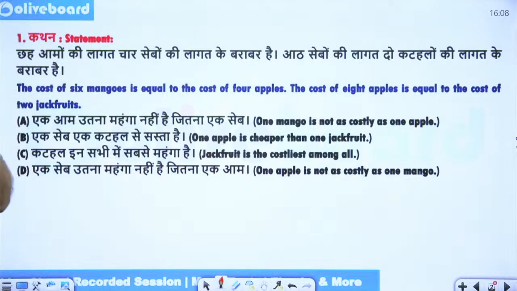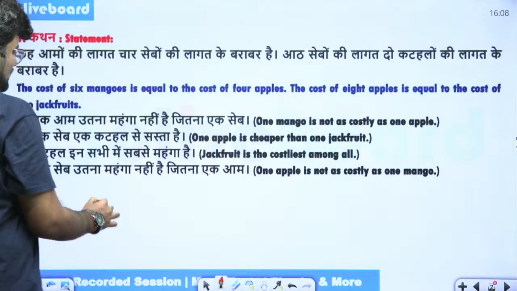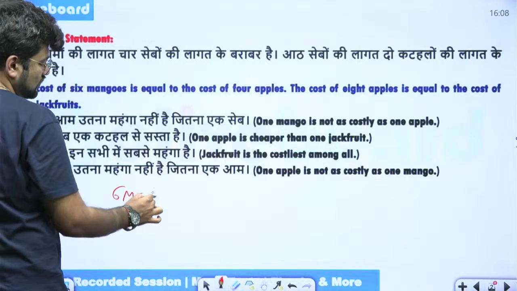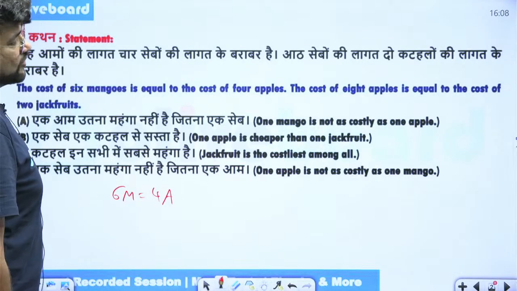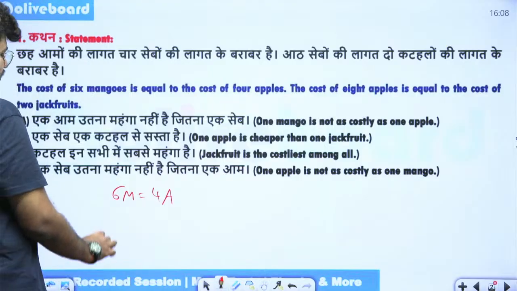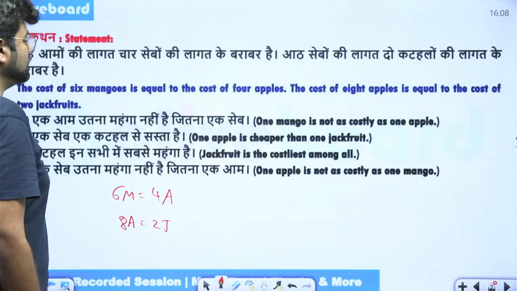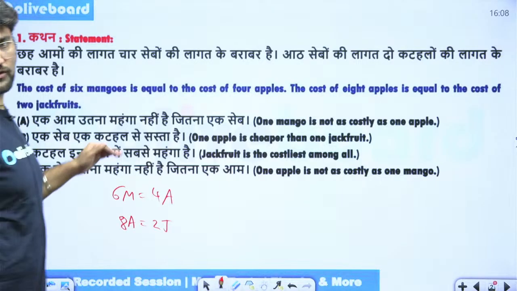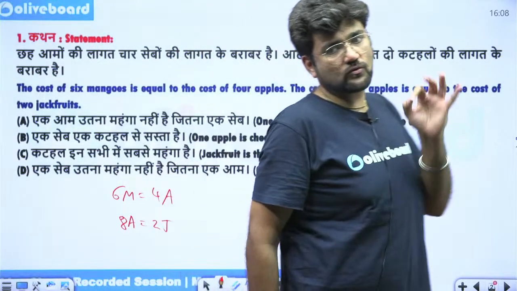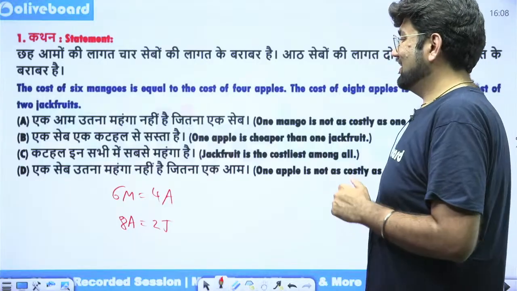The very first question in front of you, and by the end of the session, our plan is to cover these questions in a fast-paced manner. Okay, now statement. The cost of 6 mangoes is equal to the cost of 4 apples. The cost of 8 apples is equal to the cost of 2 jackfruits. Now from this you have to check the correct conclusion. You have 4 options in front of you. You have to find out the correct conclusion.